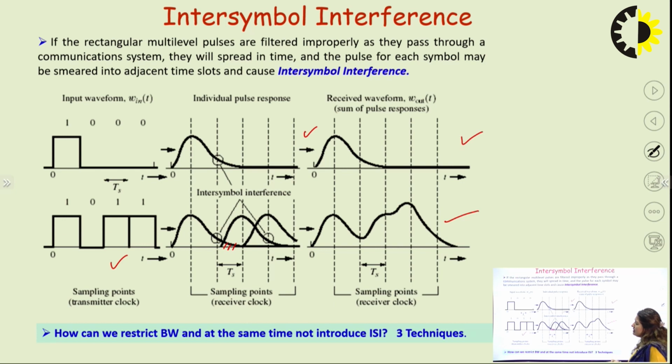There is some distortion occurring in the received waveform, you can see from the last figure. By this we can see that whenever the data is passed through a channel, there is some spreading and there will be a case of inter-symbol interference. So how can we restrict the bandwidth and at the same time not introduce ISI, this is the main thing. There are some techniques by which we can restrict our bandwidth and also have no conditions of inter-symbol interference.